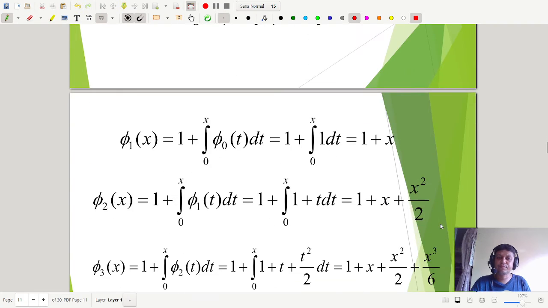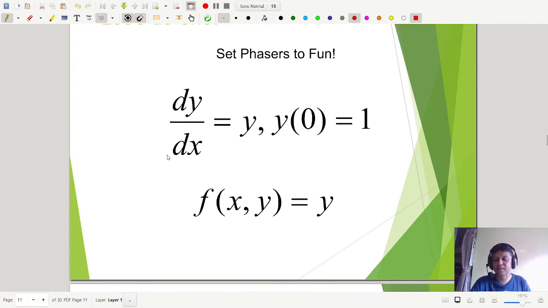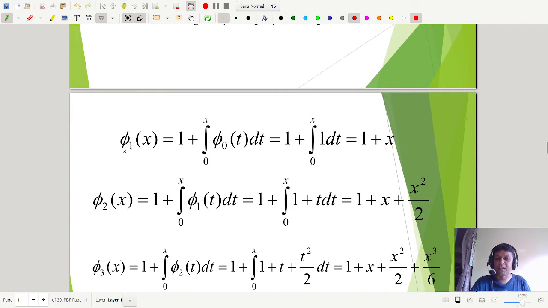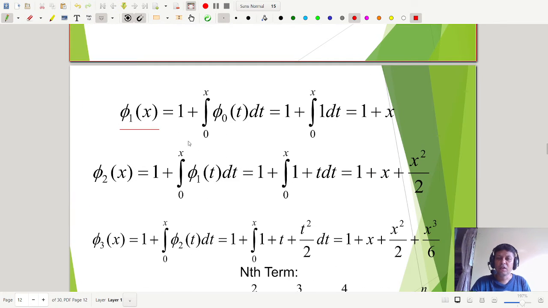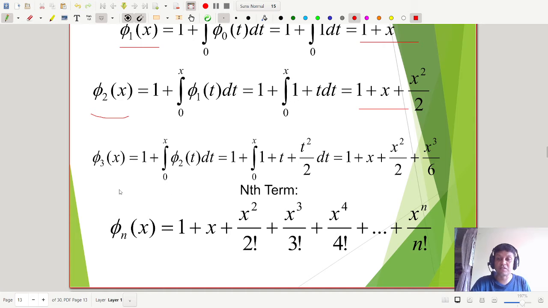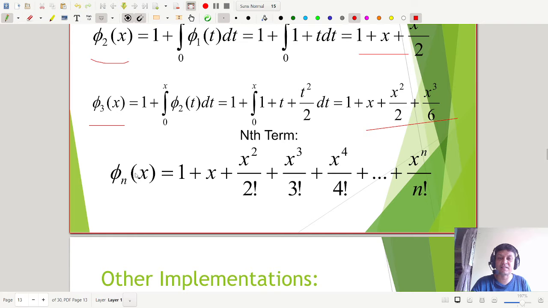Now let's have an example on that. dy/dx equal to y, y(0) equal to 1. If you apply Picard's first iteration phi 1(x), so 1, because y(0) is 1, the initial approximation is 1, plus the integral from 0 to x of phi 0(t) dt, so you calculate 1 plus x. The next iteration phi 2 is 1 plus x plus x square by 2. It's like a Taylor series, phi 3(x) you will get this one, and the nth iteration is given by this one.